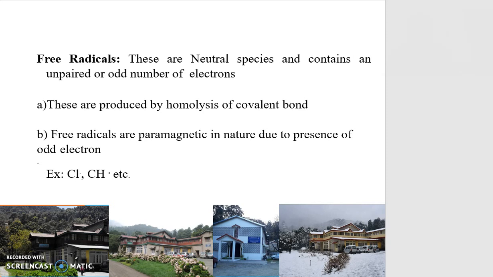My friend, free radicals are neutral species that contain an unpaired or odd number of electrons. These are produced by homolysis of the covalent bond. And free radicals are paramagnetic in nature due to the presence of odd electrons, like Cl free radicals.